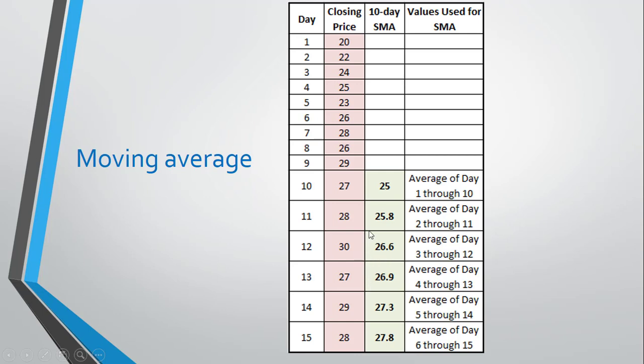You can see there are fluctuations in all 15 days, from as low as 20 to as high as 30. If you do a 10-day simple moving average, you see the price is not fluctuating that much. We filtered out the noise and got a better indication of the trend. So this is an example of a 10-day simple moving average.